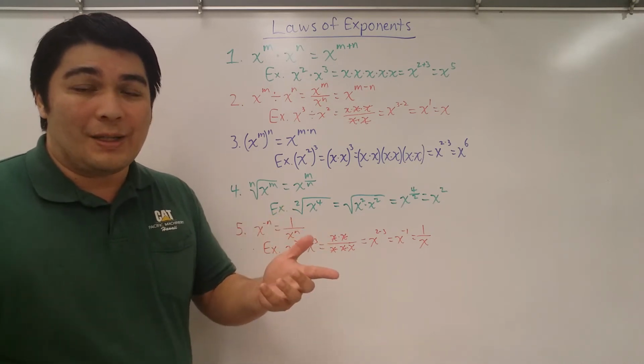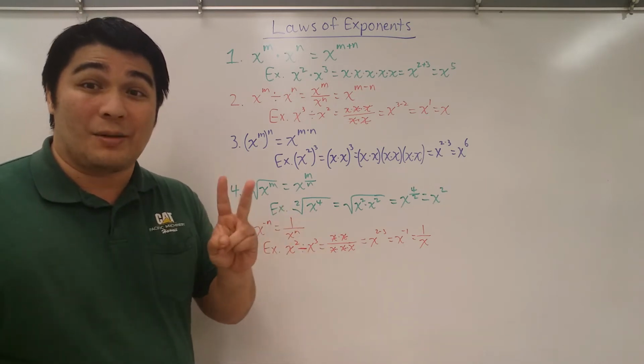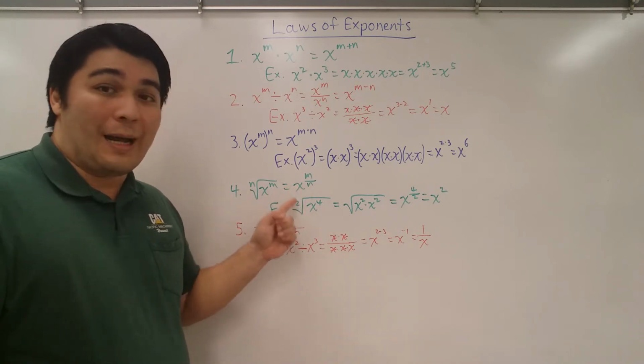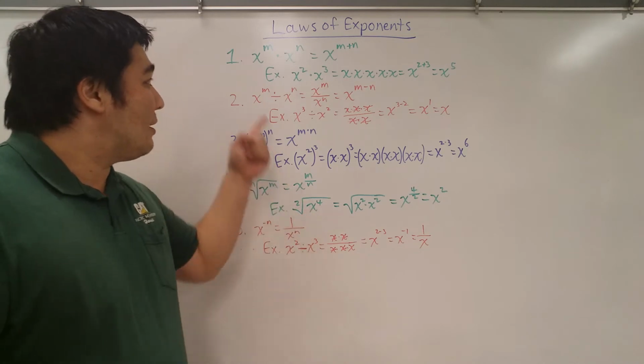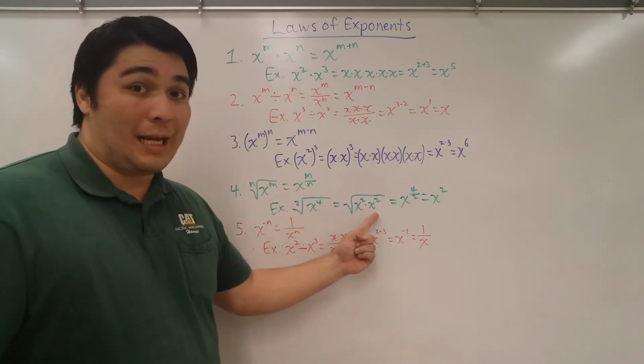It's not necessary, because if you don't write anything, it is assumed that you are talking about the second root, or the square root of anything when you have the radical sign over here. So x to the 4th, based on our first law, can also be written as x squared times x squared.